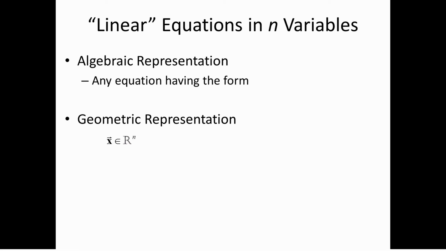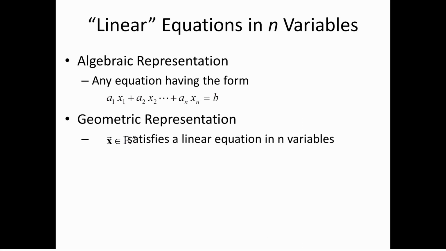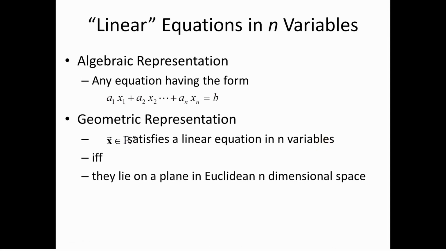And the algebraic representation just says if we have n variables that satisfy an equation of this form, then this is called a linear equation in n variables. So you notice the condition is that each term has to contain at most 1 variable, and it has to be linear in that variable. Now the geometric representation basically says that if we have some point in an n-dimensional space that satisfies a linear equation in n variables, this is true if and only if those points all lie on a plane in some Euclidean n-dimensional space. So this is what a linear equation is.